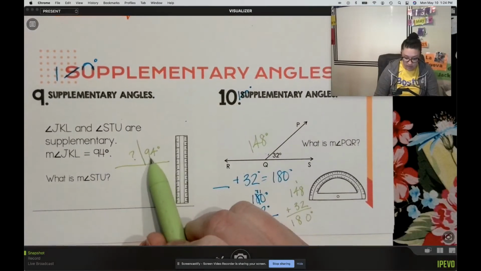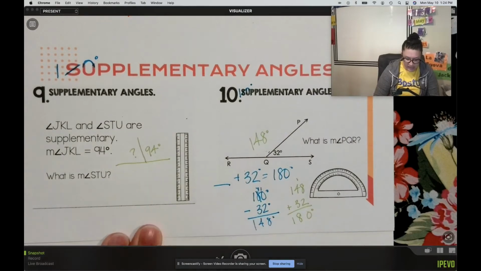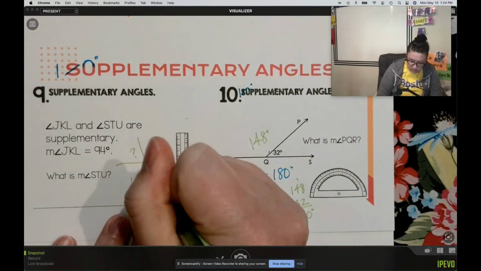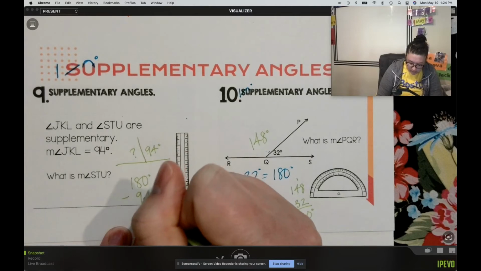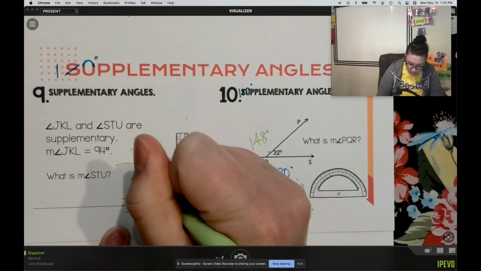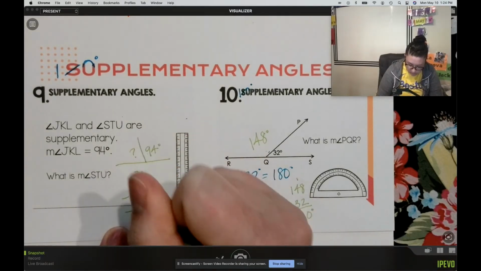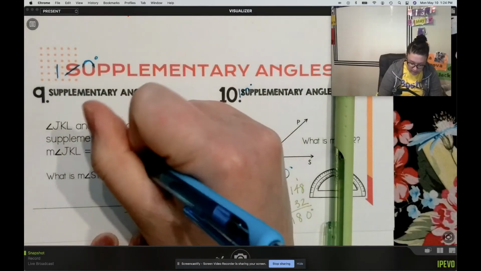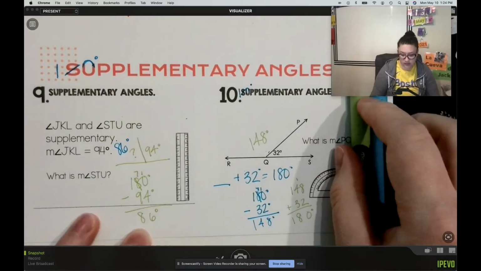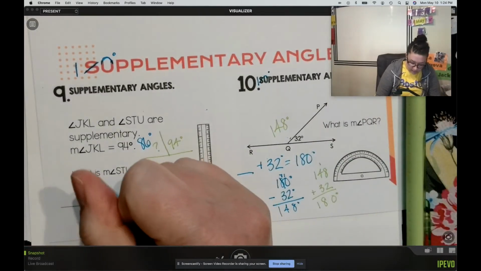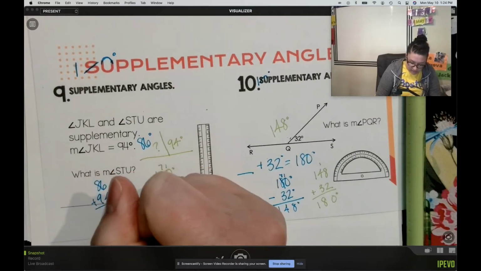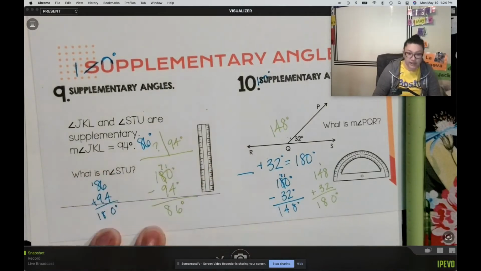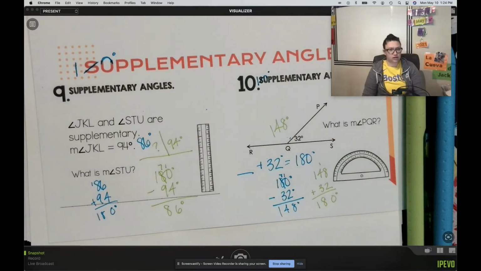So I know that one of mine is 94 degrees. I need to know the other one. So 180 degrees minus my 94 degrees. I should get that measure of angle STU would be 86 degrees. And again, I can double check. 86 plus 94 gives me 180 degrees. Use your calculator, no shame in the calculator game, because these next few ones, we're probably going to need it.